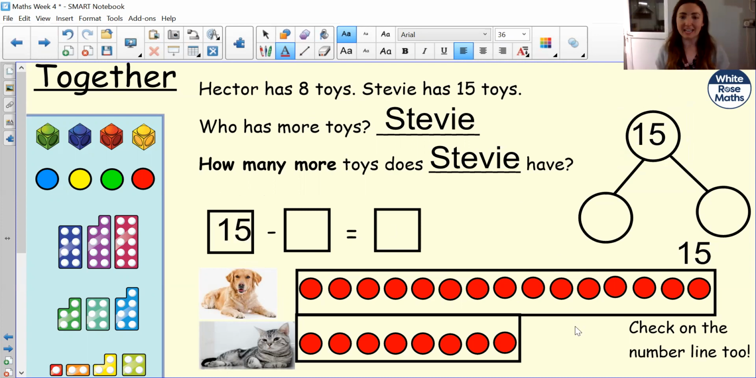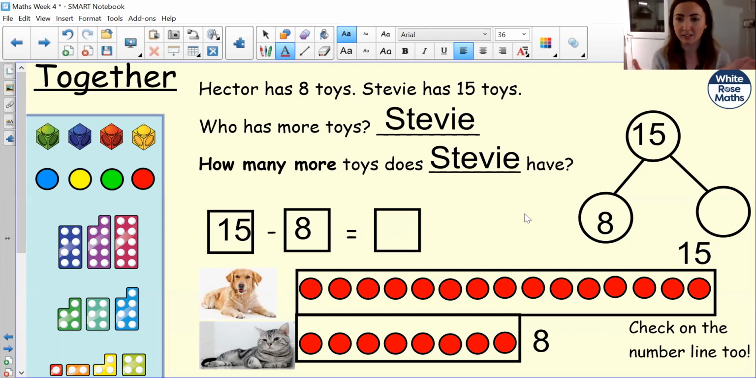Okay, and now let's see how many toys Hector has. 1, 2, 3, 4, 5, 6, 7, 8. Hector has 8 toys. So the number that we are subtracting from 15 is 8, or one of the parts is 8. 15 subtract 8.